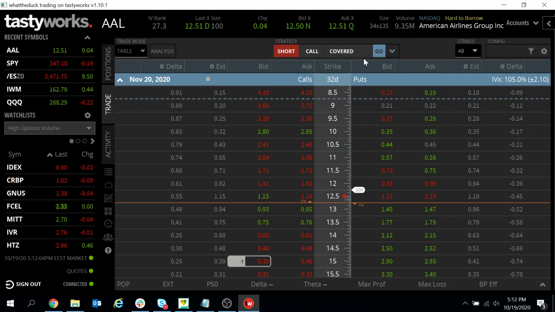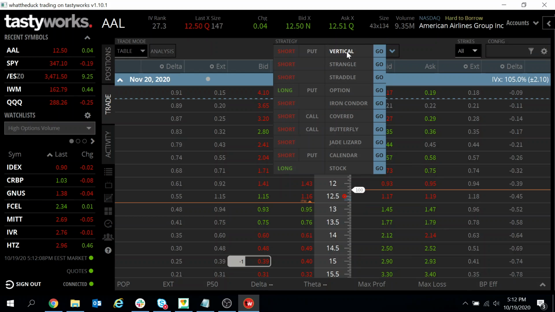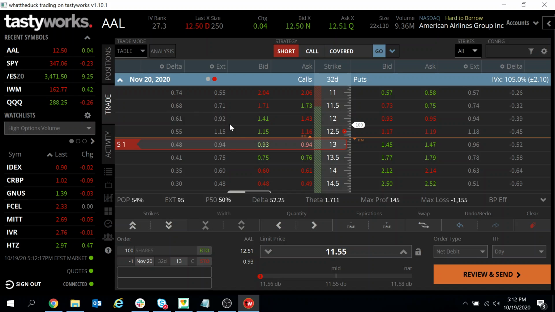And on Tastyworks, nothing could be simpler. You just go right here, and where it says strategy, you have a lot of strategies to get through. But right here is short call, and it's covered. And we press go, and it will automatically put a default order for us that we can modify and adjust to our own taste.